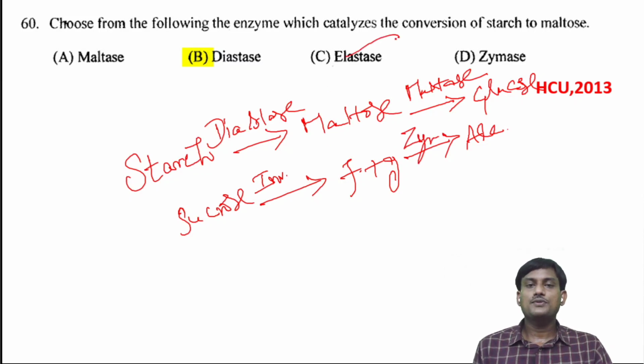And what is the use of elastase? This one hydrolyzes peptide chains. So what is the correct option? Diastase is the correct option.